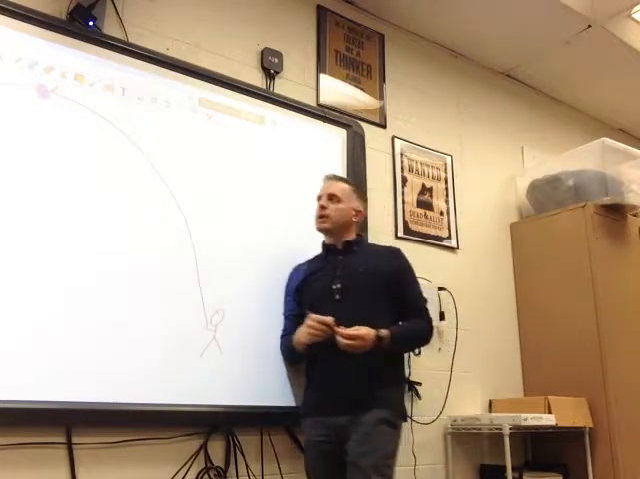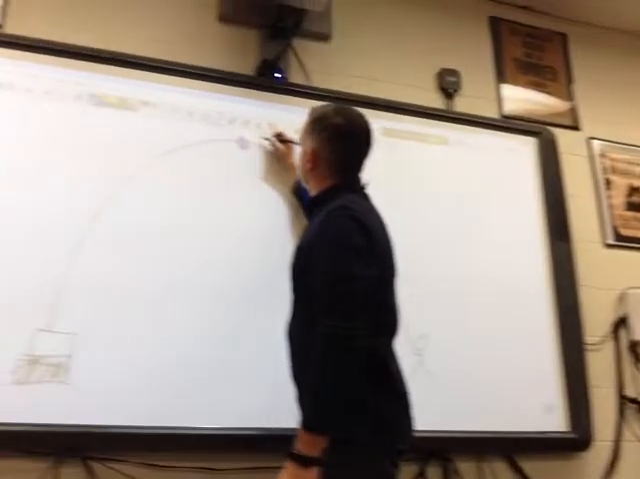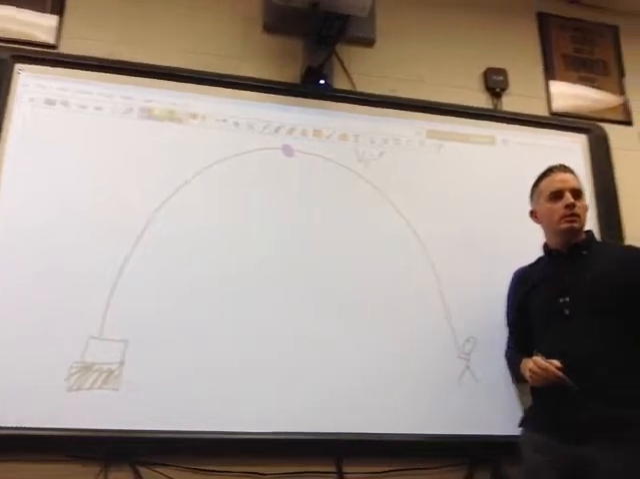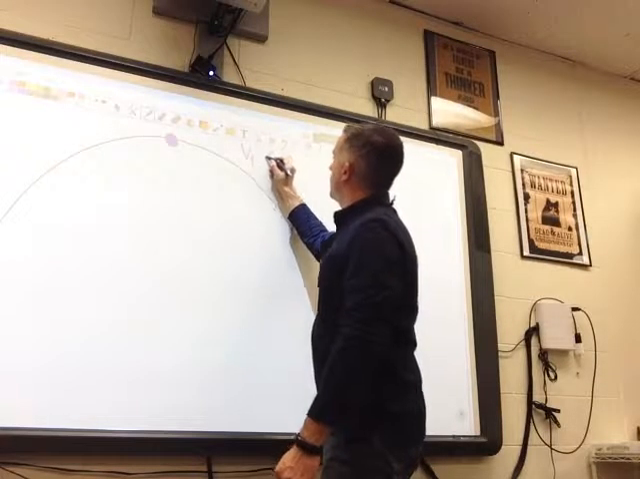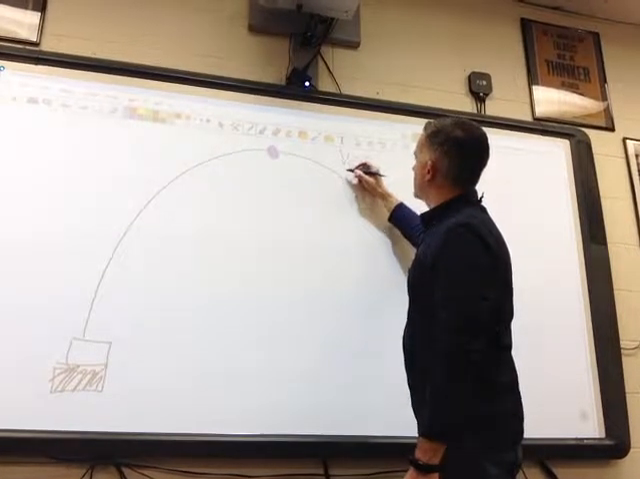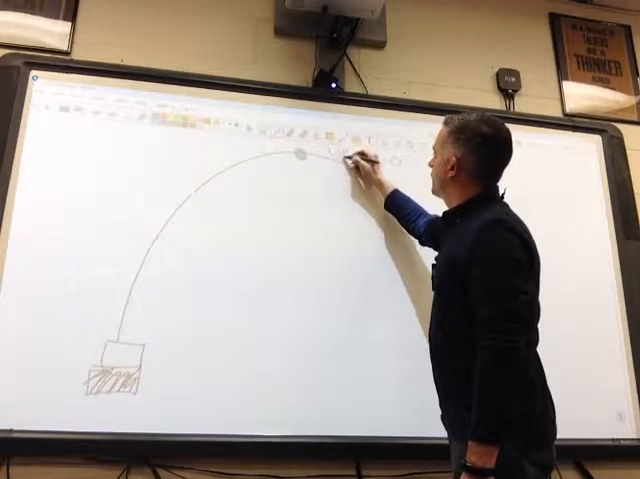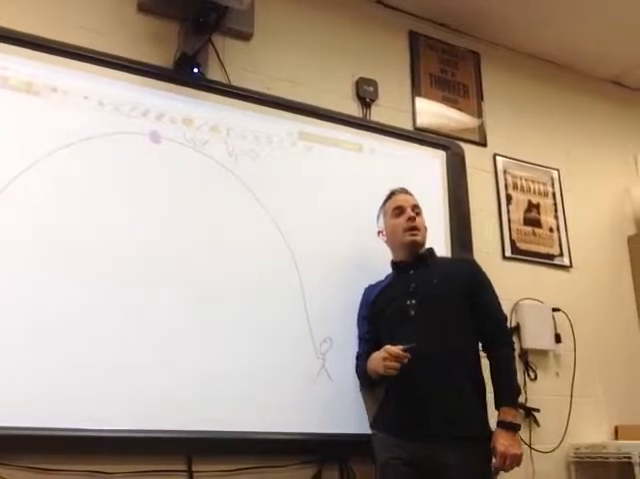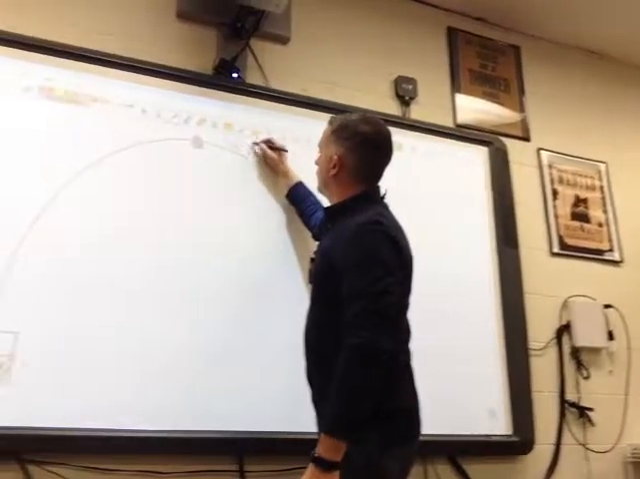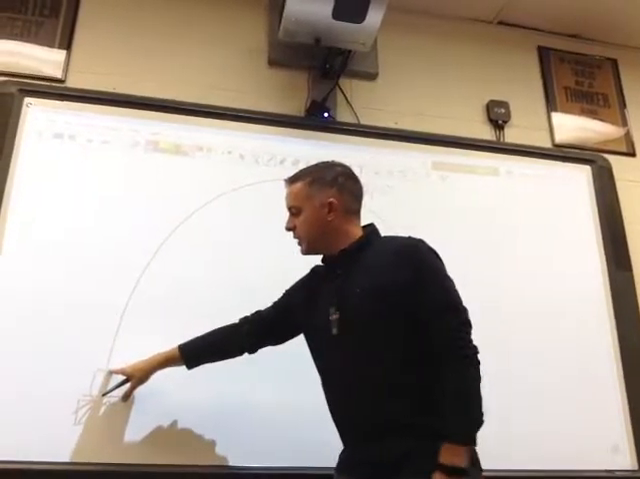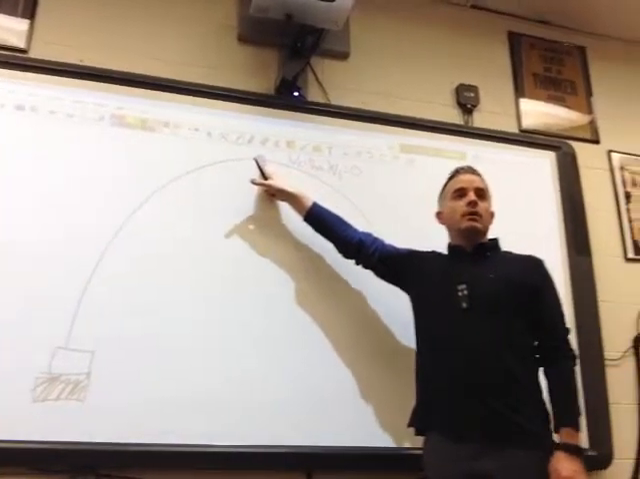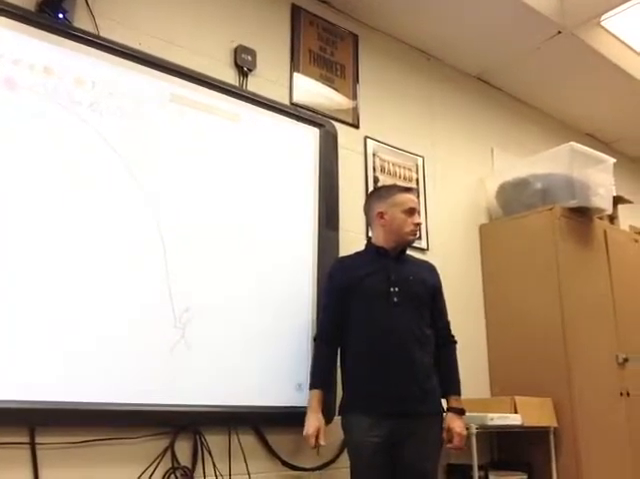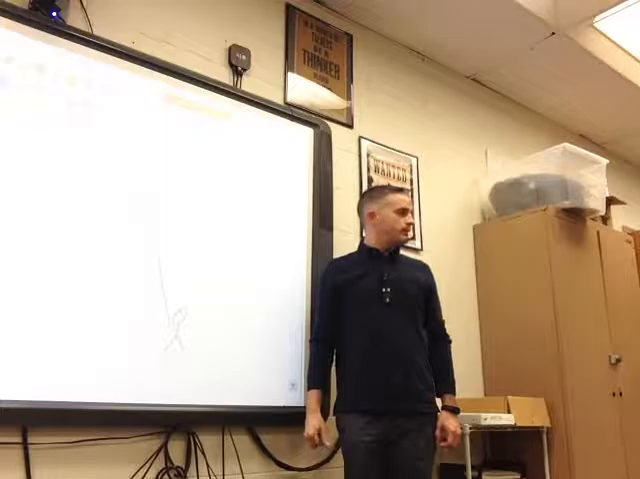So refresh my memory. What is v sub y equal to at the top? 0. All right. How about v sub x? V sub x right there. V sub ox, right? So the x speed right here is equal to the x speed right there. Does that make sense? Devin, good? Good? All right.